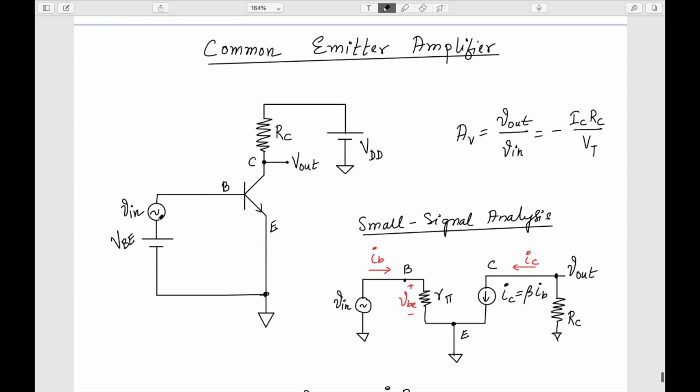Now if you observe this amplifier, we have two DC voltages. One is the VBE and the other is the VDD. And this VDD, we know, can come from the battery. It can be 5 volt, it can be 10 volt. But then what about the VBE?